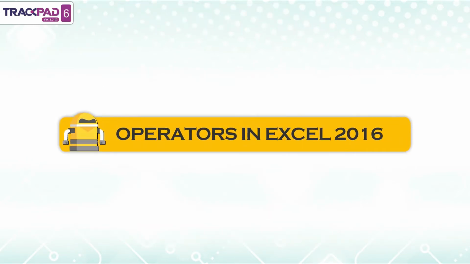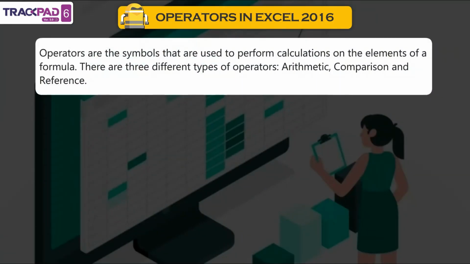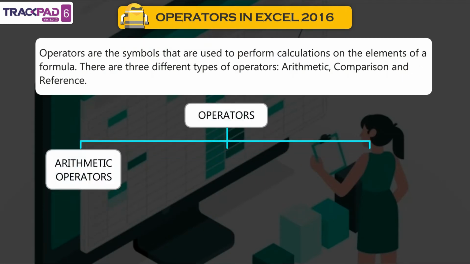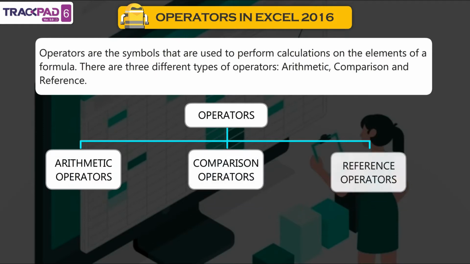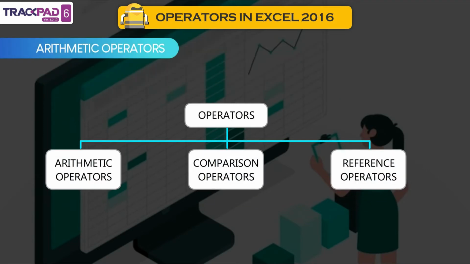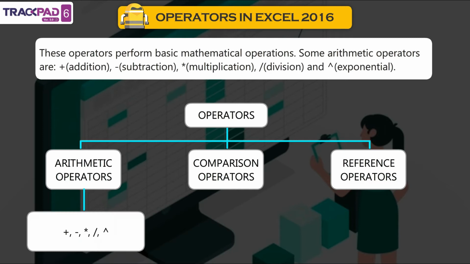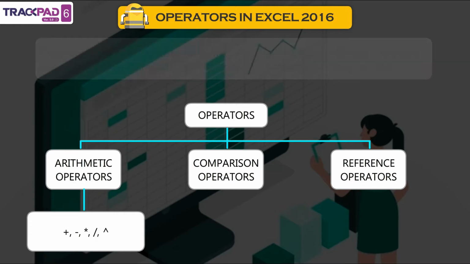Operators in Excel 2016. Operators are the symbols that are used to perform calculations on the elements of a formula. There are 3 different types of operators: arithmetic, comparison and reference. Arithmetic operators. These operators perform basic mathematical operations. Some arithmetic operators are addition, subtraction, multiplication, division and exponential.